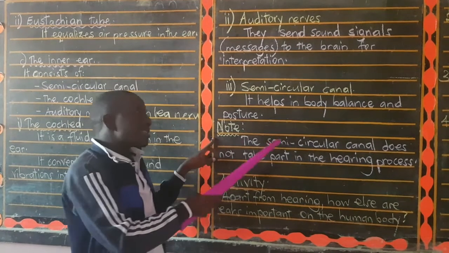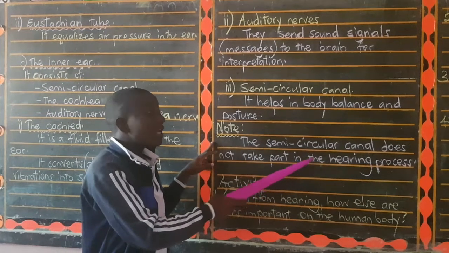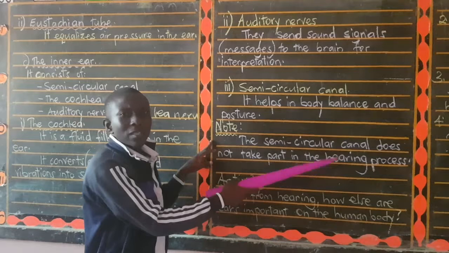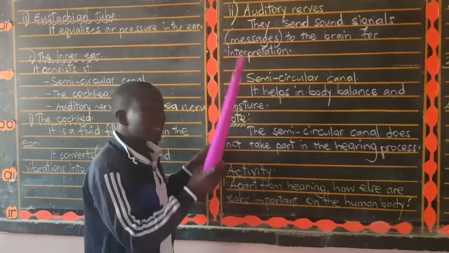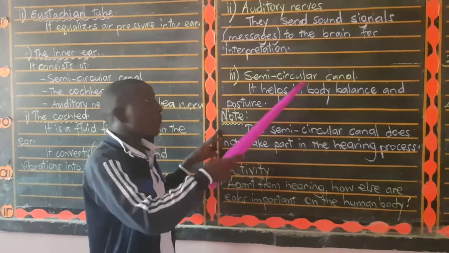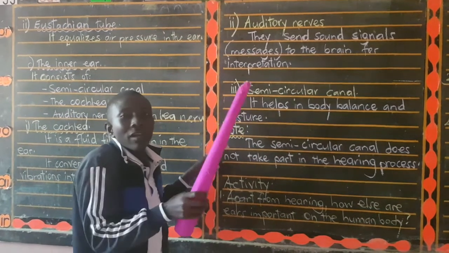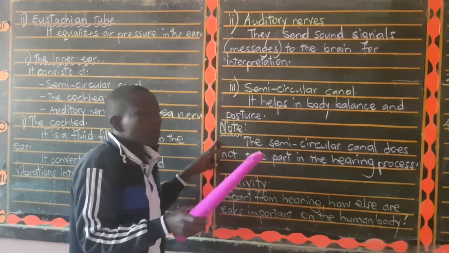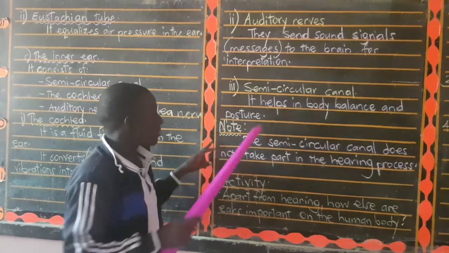Note, the semicircular canal does not take part in the hearing process. They will ask which part of the mammalian ear does not take part in the hearing process. That is the semicircular canal, for it is only for body balance and posture. It has nothing to do with sound vibrations or hearing.